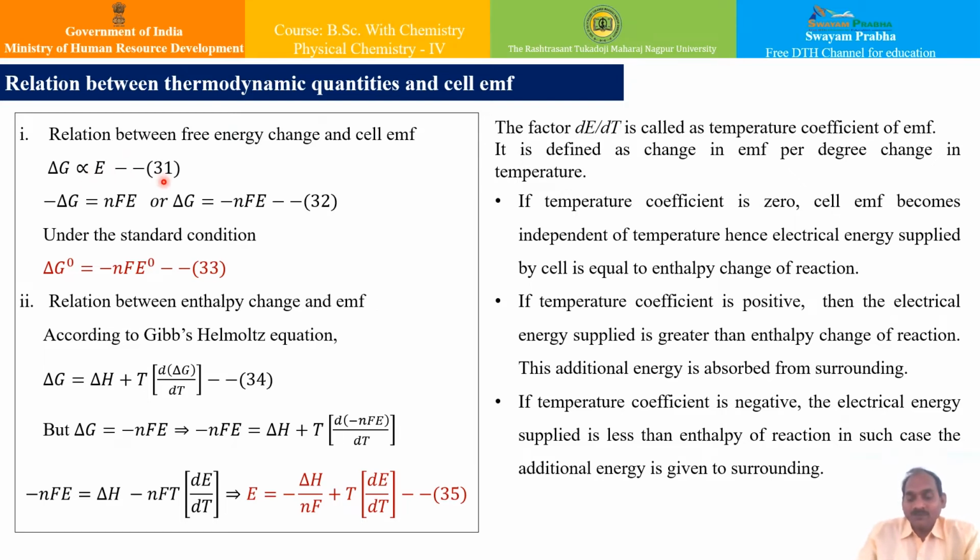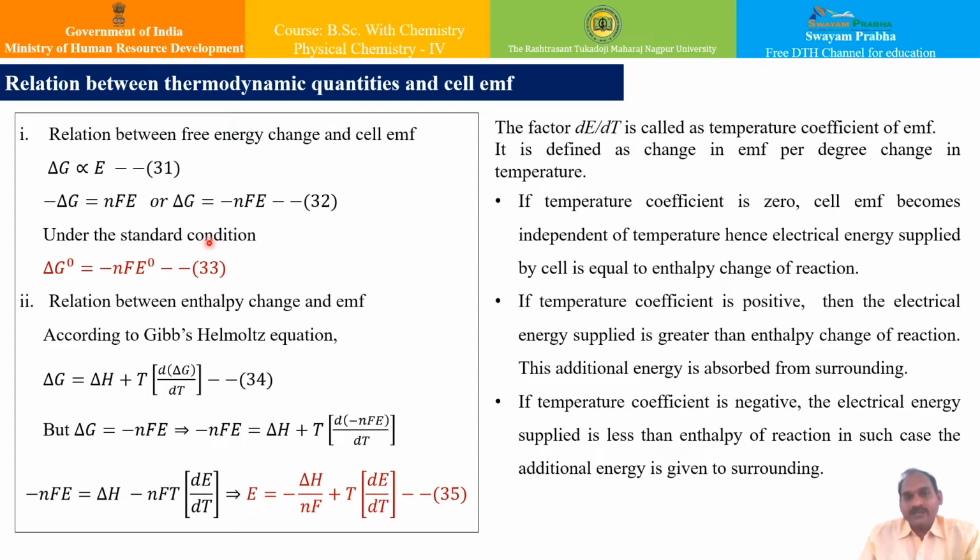Now suppose n is the number of electrons involved in the cell reaction, F is the Faraday constant, and E is the cell EMF, then the amount of electricity generated is equal to nFE basically, isn't it? And it should account for the decrease in free energy, and therefore delta G is equal to minus nFE. So this is generated at the cost of free energy change delta G.